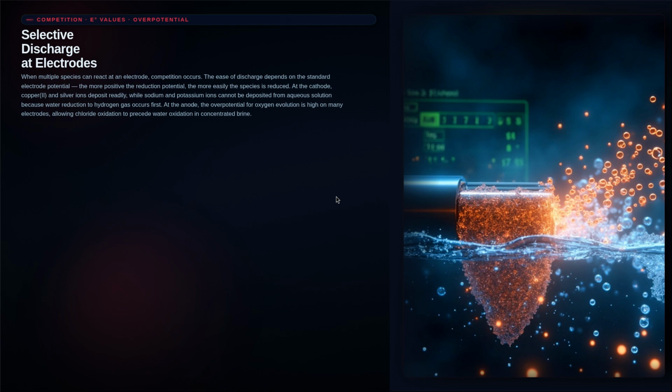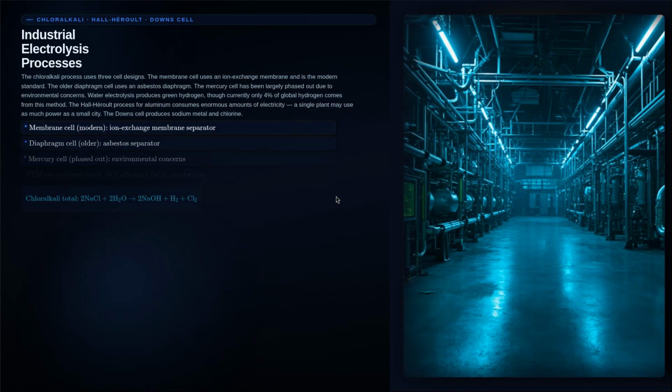When multiple species can react at an electrode, competition occurs. The ease of discharge depends on the standard electrode potential. The more positive the reduction potential, the more easily the species is reduced. At the cathode, copper 2+ and silver ions deposit readily, while sodium and potassium ions cannot be deposited from aqueous solution because water reduction to hydrogen gas occurs first. At the anode, the overpotential for oxygen evolution is high on many electrodes, allowing chloride oxidation to precede water oxidation in concentrated brine. The chloralkali process uses 3 cell designs.